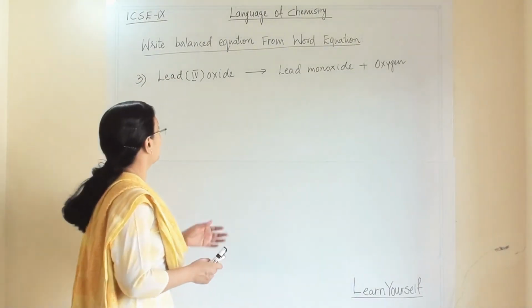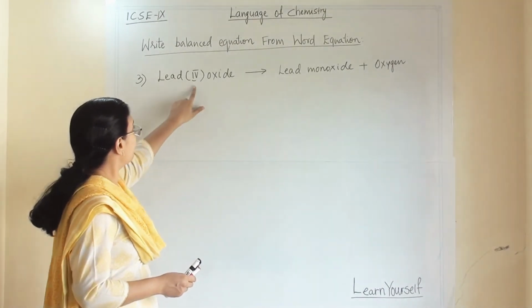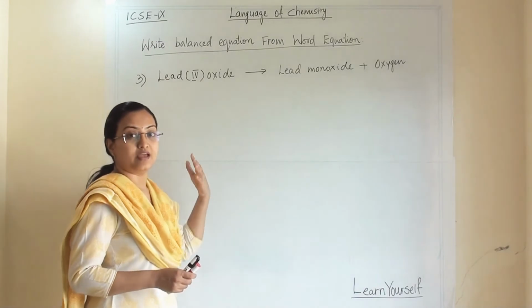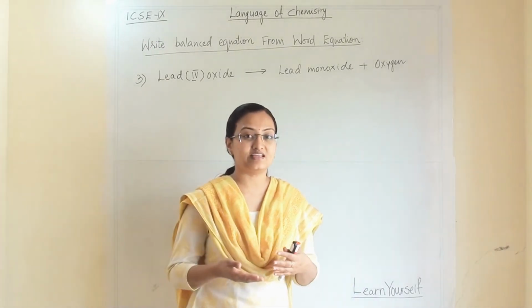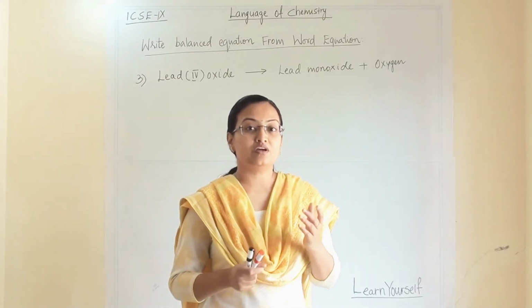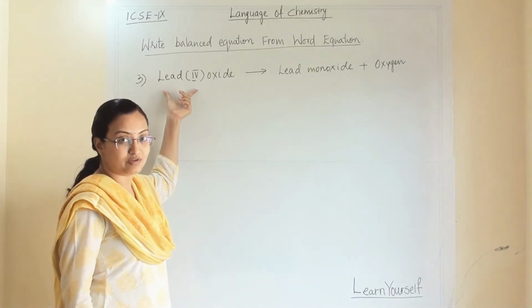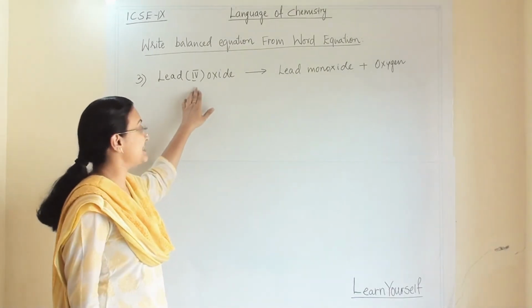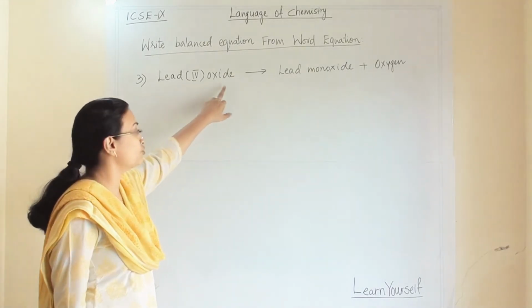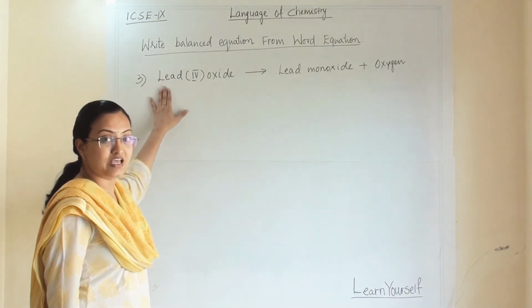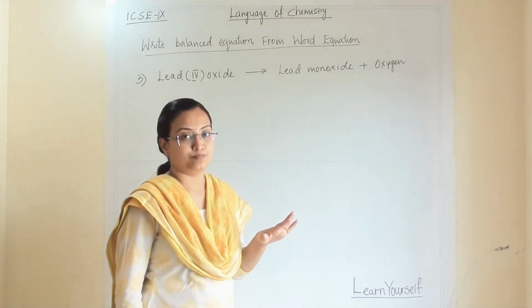Next question. In this equation it has been given lead 4 oxide. Whenever any element is showing a variable valency, the question will come like this. So in this, lead is showing variable valency. So here lead's valency we have to consider 4. It has been given that lead 4 oxide, that means in this compound lead's valency is plus 4.